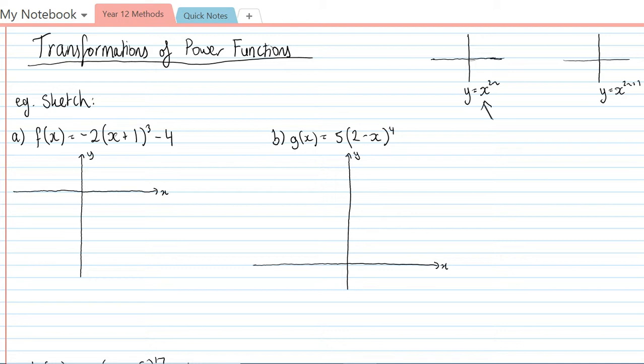Now the thing that all these even powered graphs have in common is that they generally have a minimum turning point and pass through the origin, and they have this kind of parabola-like shape.